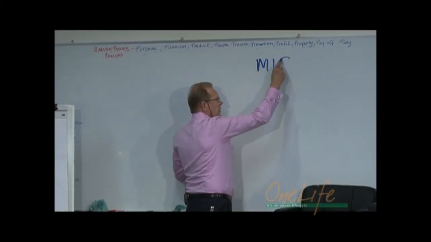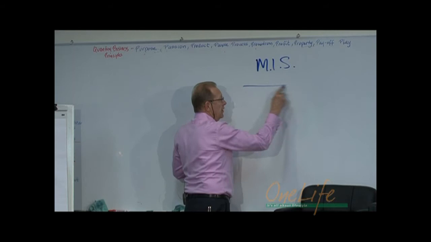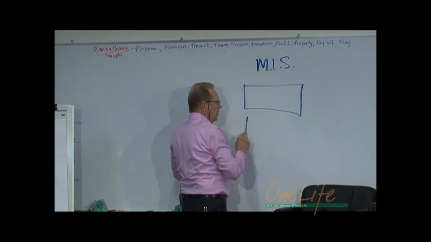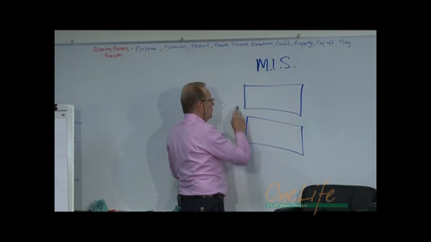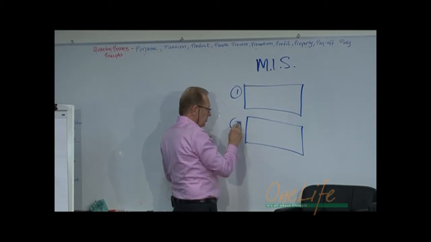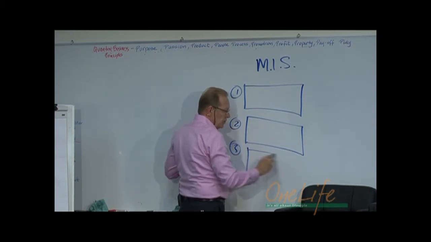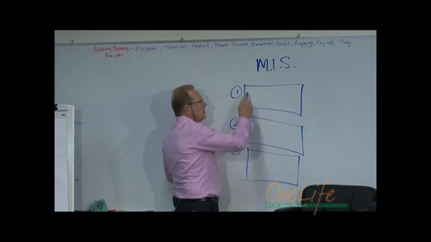MIS, Management Information Systems. There are 3 components. How many components? 3. Perfect. Number 1, number 2, and number 3. And we've got some examples here for you to have.